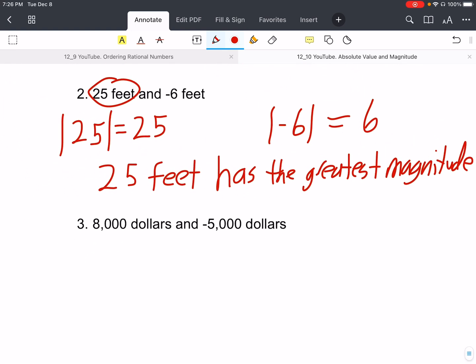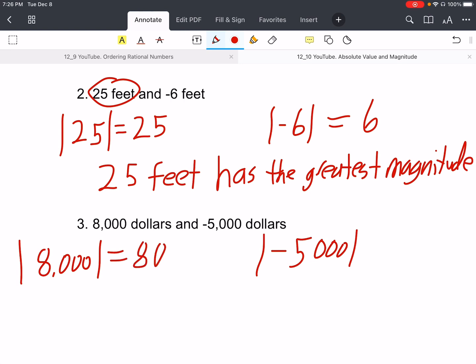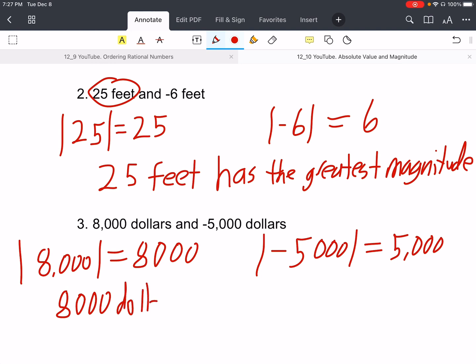And one more example, because I think you'll probably have the hang of this. Absolute value of 8,000 and absolute value of negative 5,000. Absolute value of 8,000 is 8,000. Absolute value of negative 5,000 is 5,000. Because negative $5,000 means that, well, there's a $5,000 difference. So even though that is terrible, 8,000 is larger. So $8,000 has the greatest magnitude.